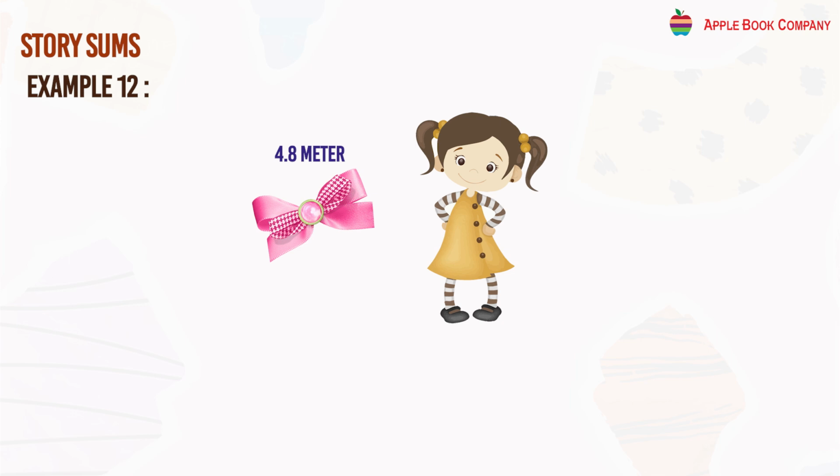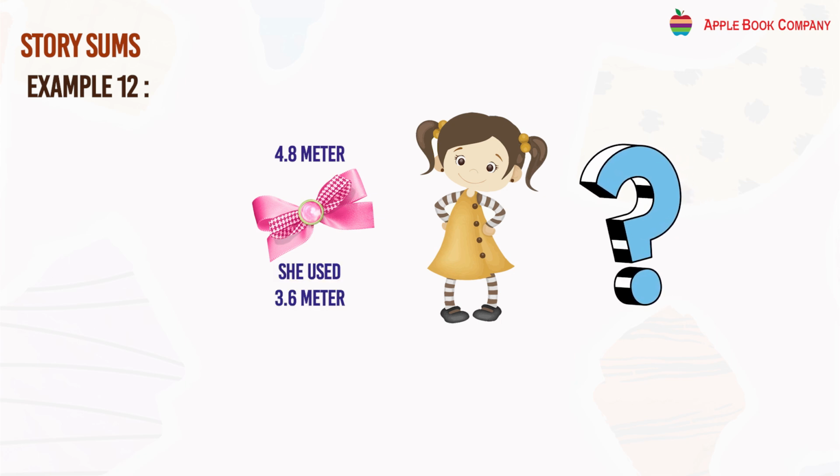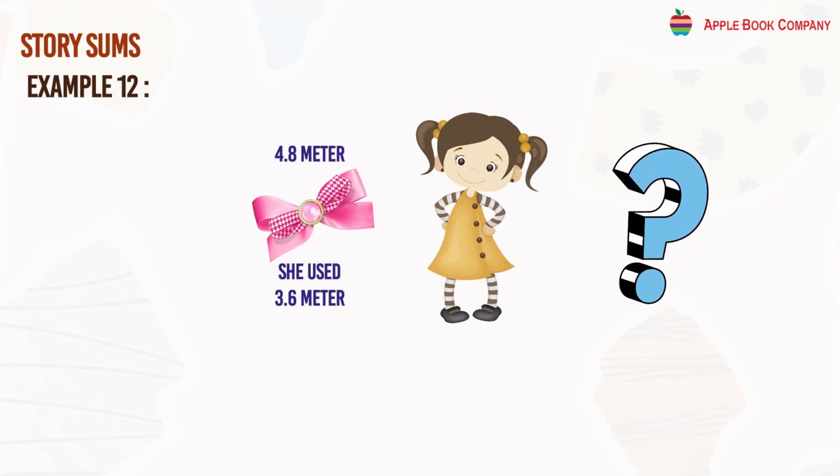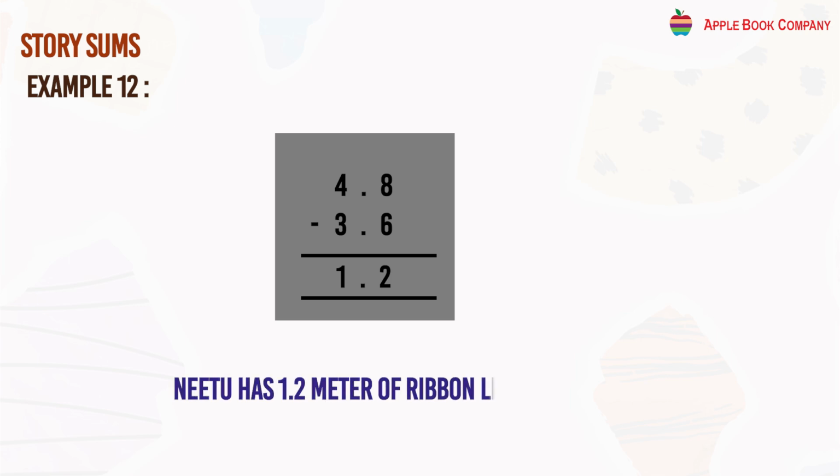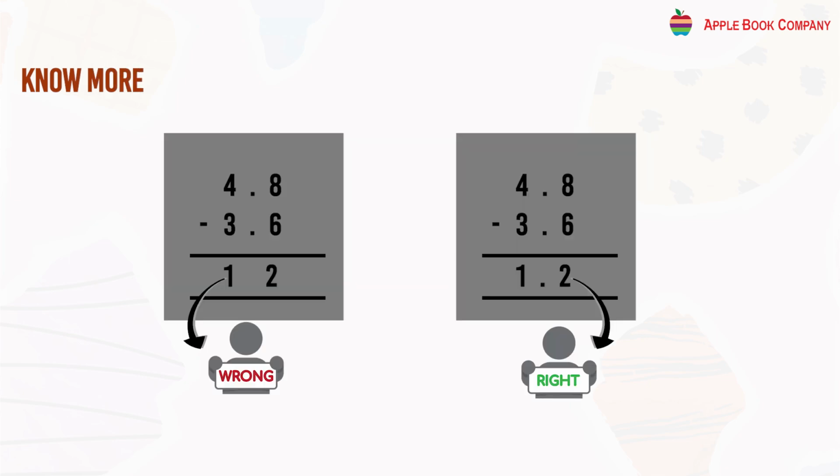Example 12. Neetu bought 4.8 meter of ribbon to pack a present. How much ribbon is left if she used 3.6 meter? To find the ribbon left with Neetu, you need to subtract 3.6 meter from 4.8 meter. Answer. Neetu has 1.2 meter of ribbon left. Do not forget to write the decimal point in the answer.